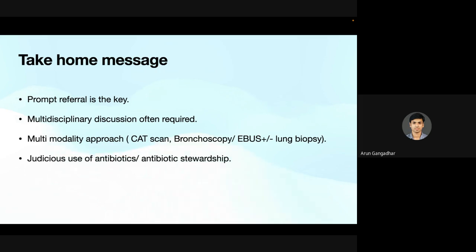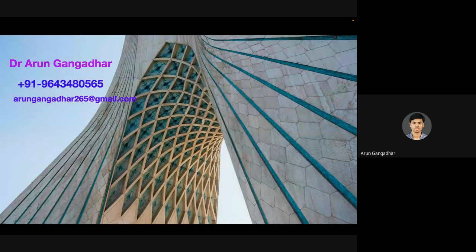So very often we have to have a multidisciplinary discussion with the radiologist, with the surgeon, everyone who's involved, and again a multi-modality approach as well, with the CT scan, often using bronchoscopy, lung biopsy, EBUS, and we have to stop the over reliance on antibiotics. We have to have a judicious use of antibiotics along with antibiotic stewardship. So that is all. Thank you for the patient hearing. I'll be happy to take any questions if there are any.